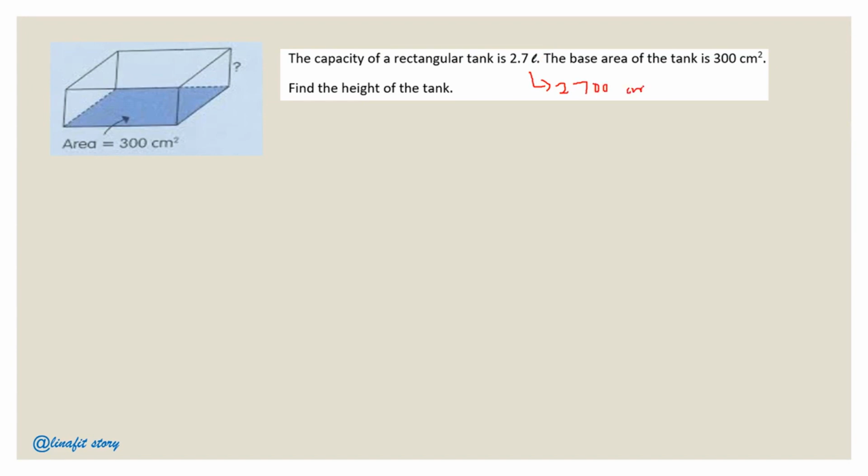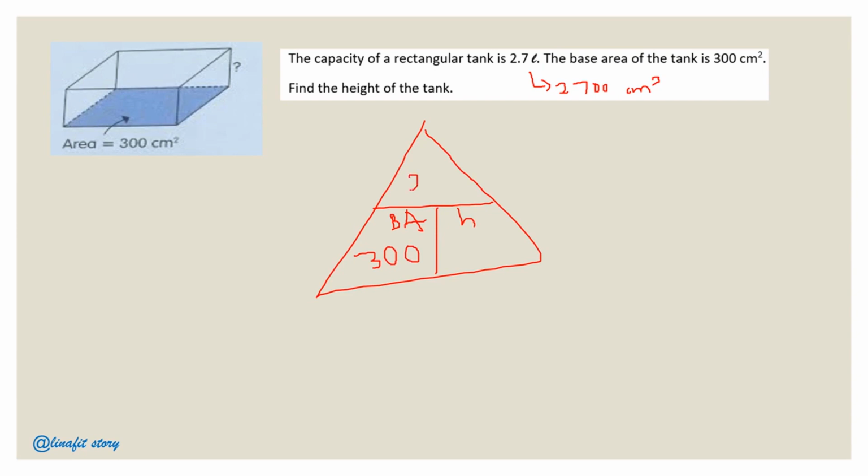Then how to get the height of the tank? The capacity is base area times height. The base area is 300 square cm and the capacity is 2700 cubic cm. Then to get the height, 2700 divided by 300 is 9 cm.